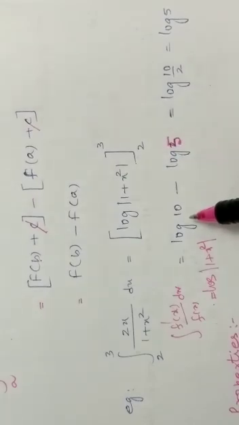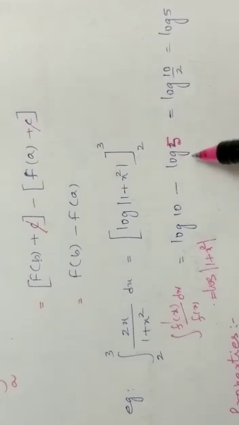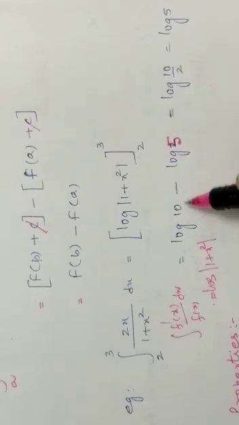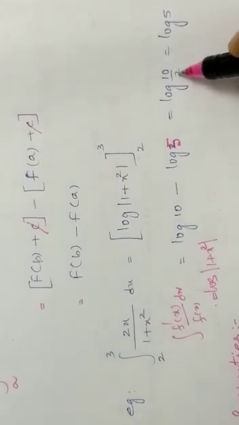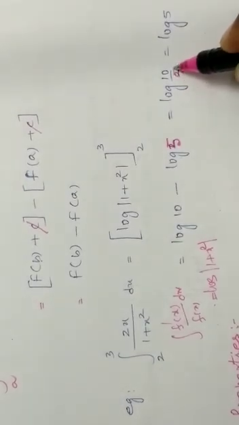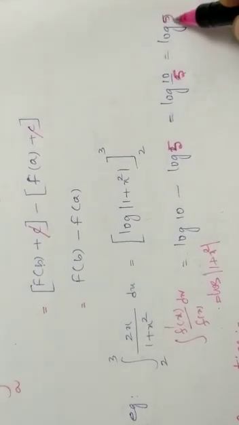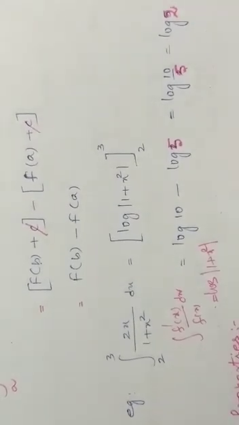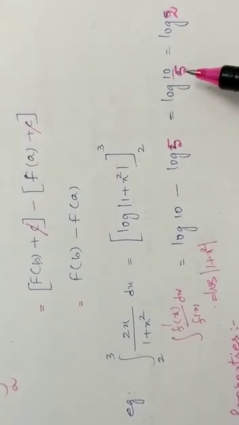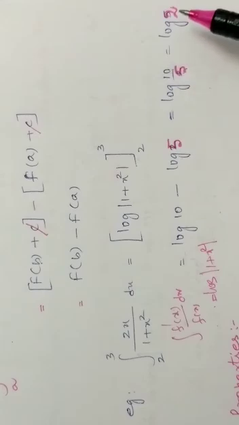If you see, this is in the form of log a minus log b. Log a minus log b is log a by b. So 10 by 5, if you cancel, you will get log 2. Log a minus log b means log a by b. It is log 2.